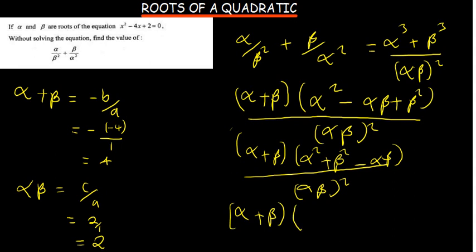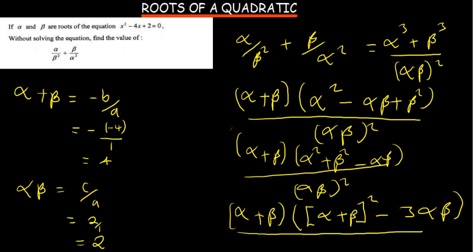Okay, where there's alpha squared plus beta squared, we're going to replace it with alpha plus beta squared minus 2 alpha beta. And then remember we also have a minus alpha beta. So that basically will give us minus 3 alpha beta. And then in the denominator, we have alpha beta squared.